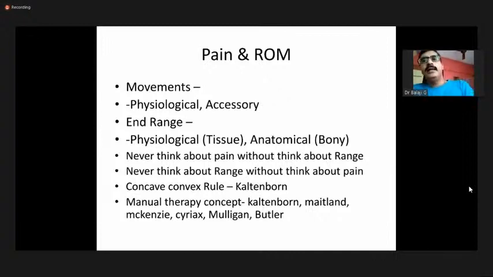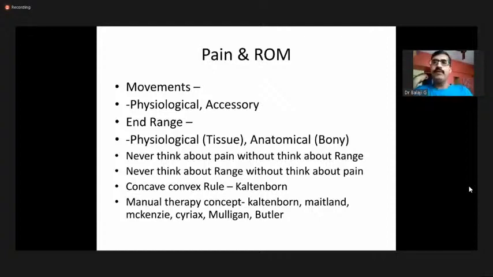Right. Next, we'll see what end range is. A range starts from here, and definitely there is an end of the range. How many end ranges? There are two: physiological end range and anatomical end range. Physiological end range is a tissue limitation; it is limited by tissue approximation, when tissue and tissue contact each other.